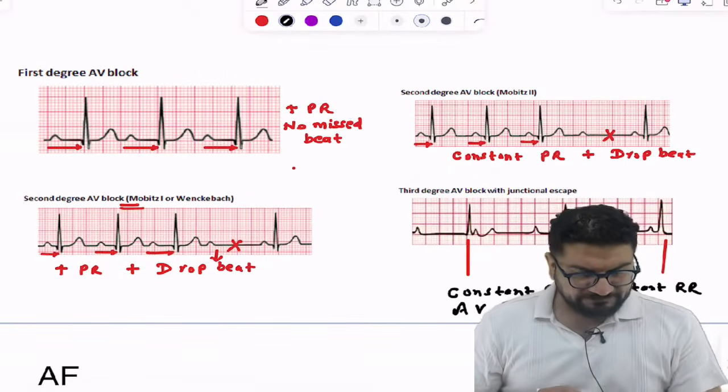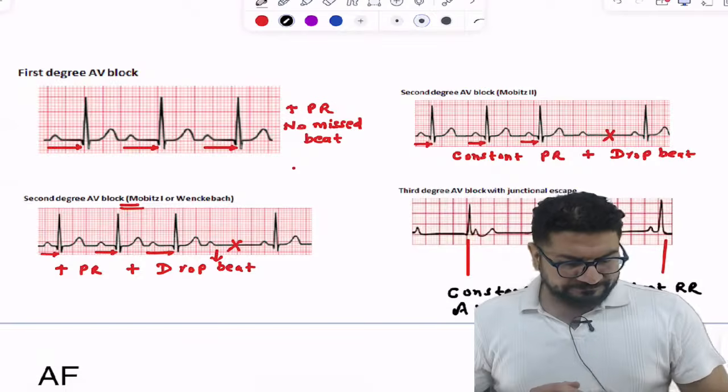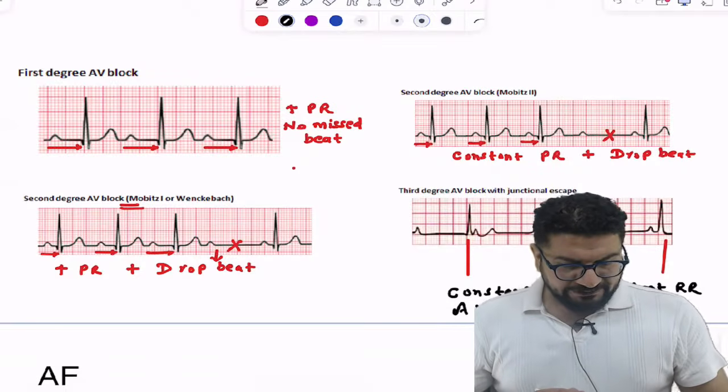So these are the different types of block that we see. Very, very important. Done? Am I clear, guys?